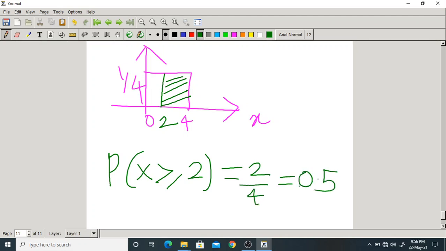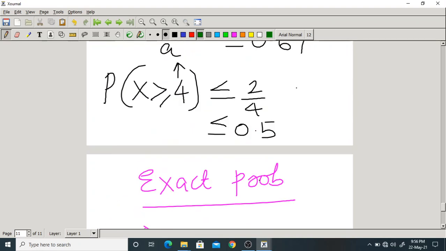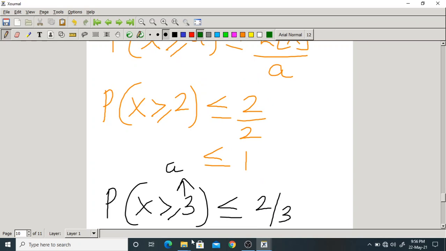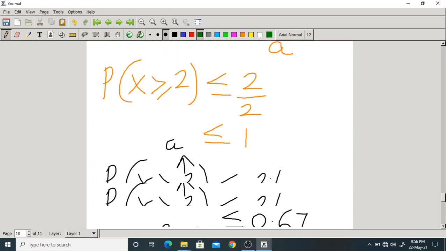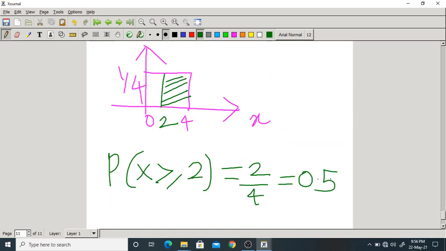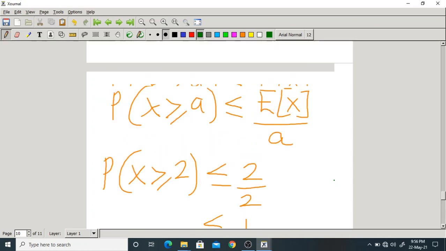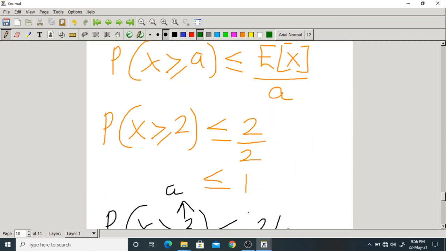So the exact value of this probability is 0.5, but what our inequality says is less than or equal to 1. Obviously 0.5 is less than or equal to 1. Correct? So this is a valid inequality. The exact probability is 0.5, but the inequality says it is less than or equal to 1. So it is correct. But what is the error? Maximum error 0.5.